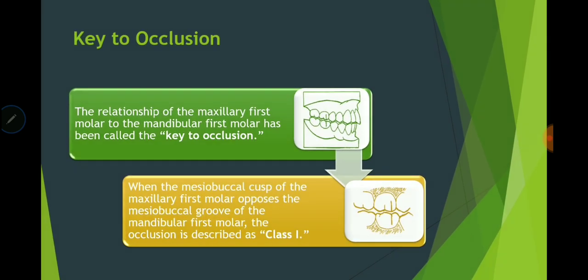All right, so the key to occlusion we mentioned earlier is knowing Angle class 1 occlusion in the molars. The relationship of the maxillary first molar to the mandibular first molar has also been called the key to occlusion. As I mentioned in the previous lecture, the mesiobuccal cusp of the maxillary first molar opposes the mesiobuccal groove of the mandibular first molar. This is called Angle class 1.